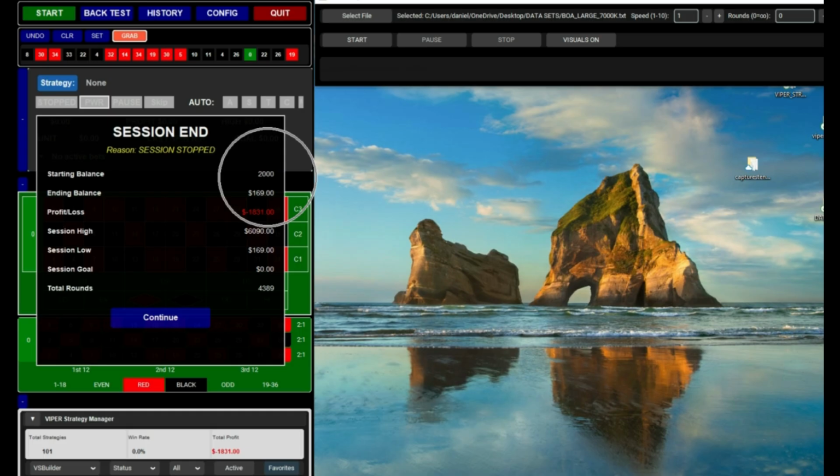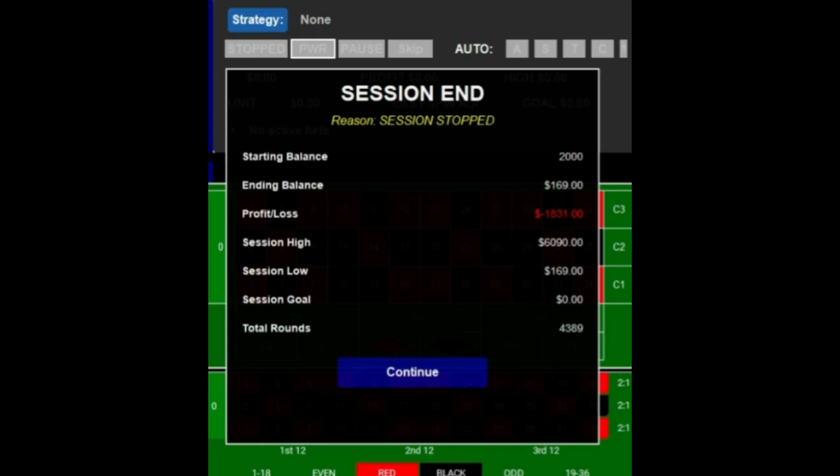Now, this was a massive test run. We started with that $2,000 bankroll, as you can see right there. We did eventually bust the strategy. So you can see the total spin count. This went all the way up to 4,389 spins, okay, which is massive, right?